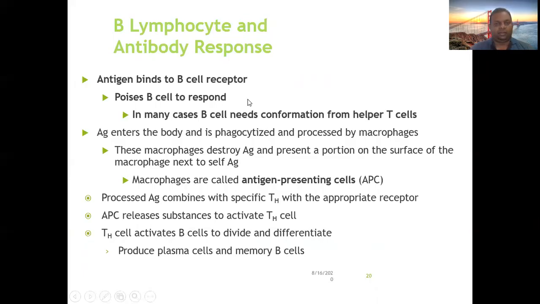In many cases, the B cell needs confirmation from the helper T cells, remember in that particular image. The antigen enters the body and is phagocytosed and processed by macrophages, and mainly neutrophils also. These macrophages break antigens into fragments and present a portion on the surface of the macrophage next to self-antigen. Macrophages are then called antigen-presenting cells. The processed antigen combines with specific T helper cells with the appropriate receptor. The antigen-presenting cell releases substances to activate TH cells. TH cells activate B cells to divide and differentiate, producing plasma cells and memory cells. That's how it goes.